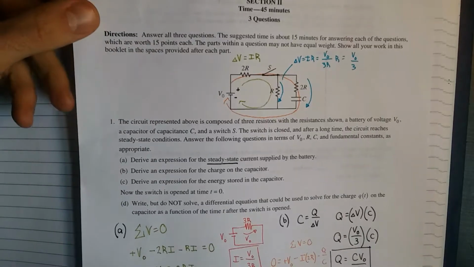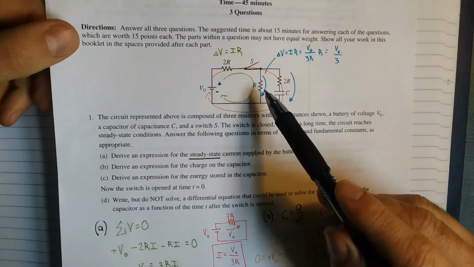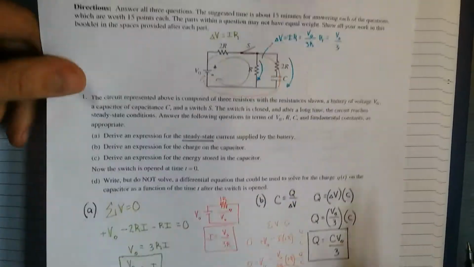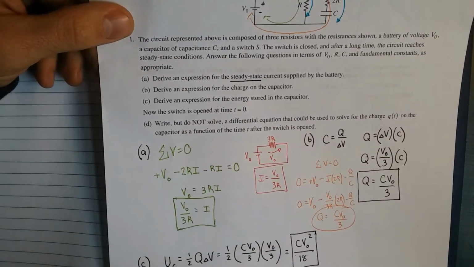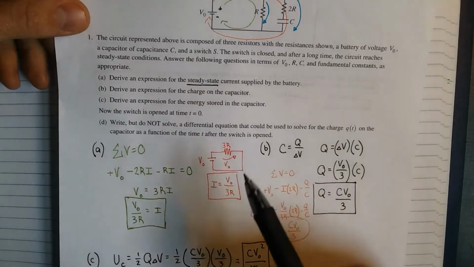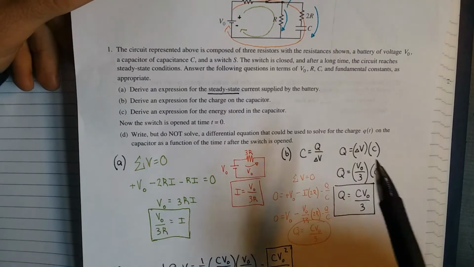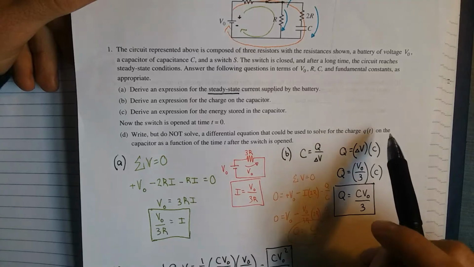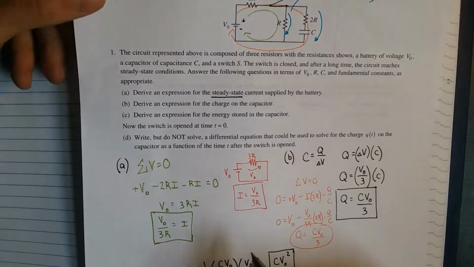Everybody, this is part 2 of solving through the 2019 E&M FRQ about the RC circuit. We're moving on to part D, where the switch is opened at time t equals 0. And this one's saying, hey, write but do not solve this differential equation that could be used to solve for the charge Q sub t on the capacitor as a function of time t after the switch is open.